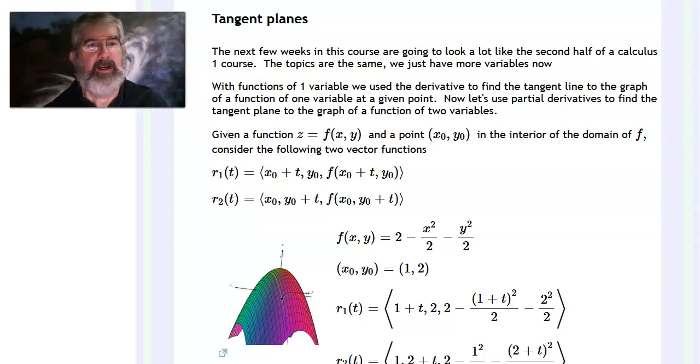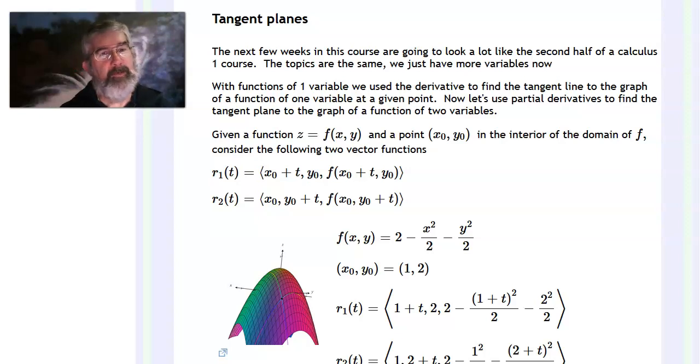We did tangent lines, we did linear approximations, differentials, we did max-min problems, we did related rate problems. All those things we do again, but with more variables. It's the nature of Calc 3. And you're going to think I sound like a broken record every time I say, remember back in Calc 1?